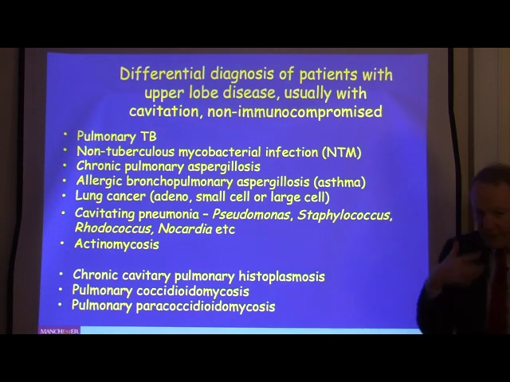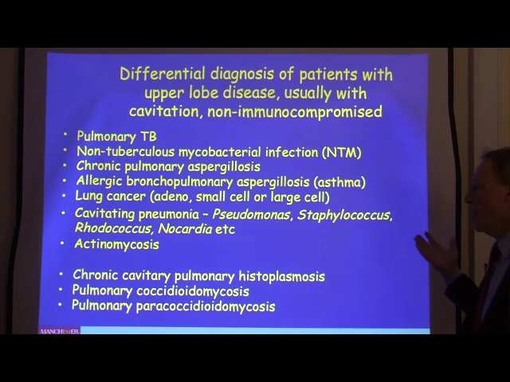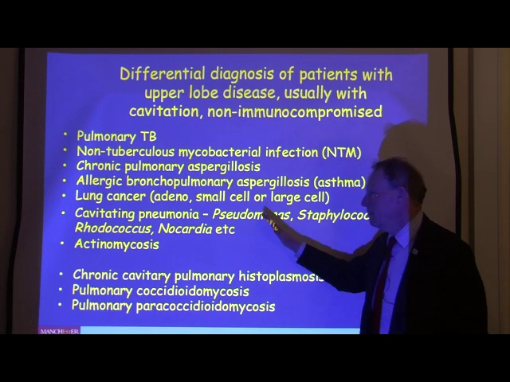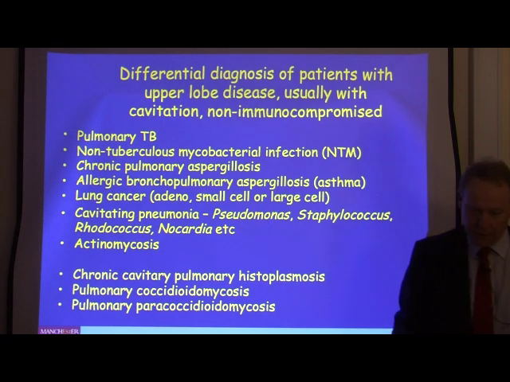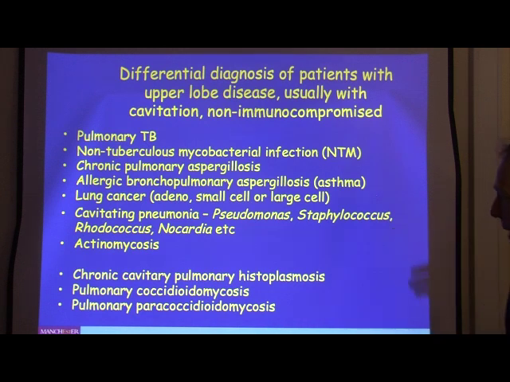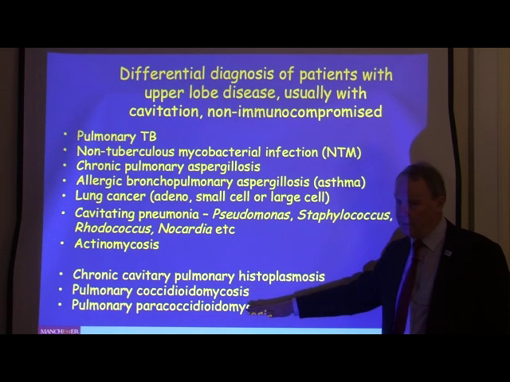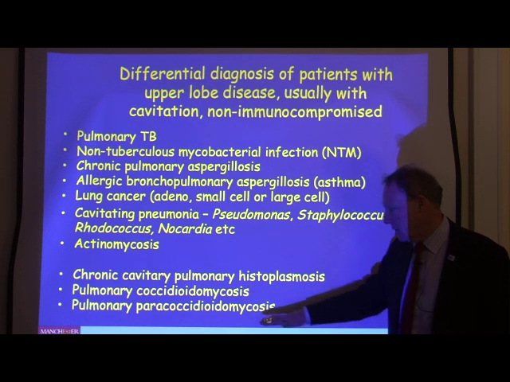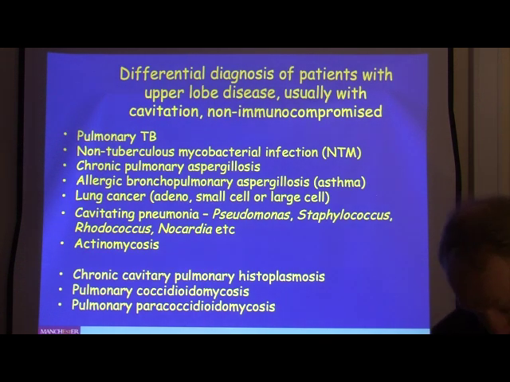Lung cancer, particularly in smokers, but not exclusively in smokers, is important. There are some cavitating bacteria, Pseudomonas, Staphylococcus, Rhodococcus, and Nocardia, usually in immunocompromised patients, but occasionally not, and actinomycosis. And if patients have travelled a long way, then you can get histoplasmosis or coccidioidomycosis, or even from Brazil and other parts of South America, paracoccidioidomycosis, although they're rare.